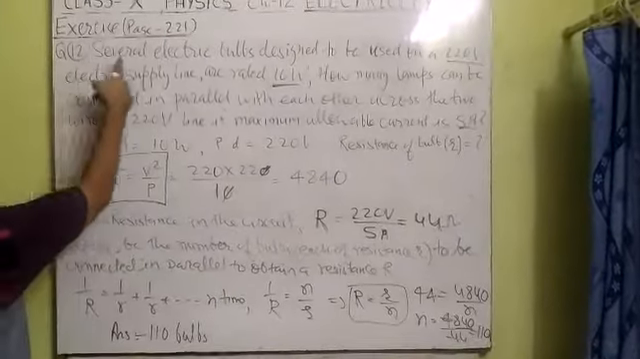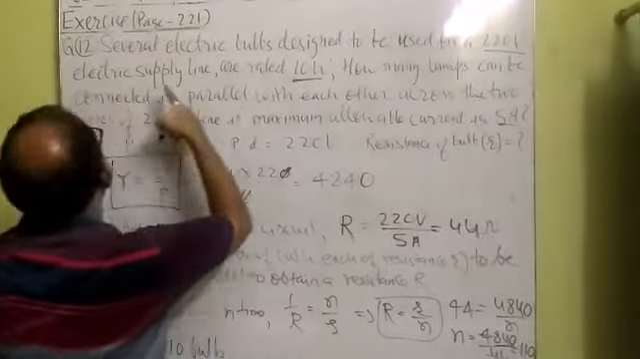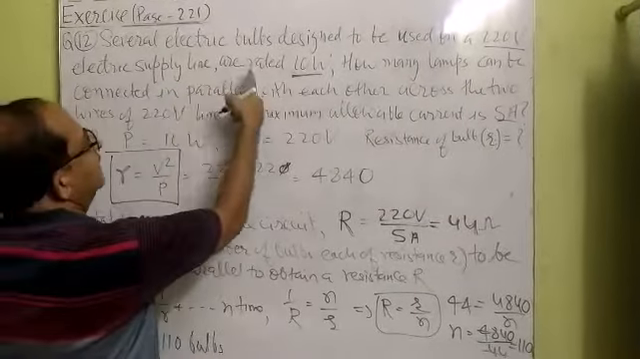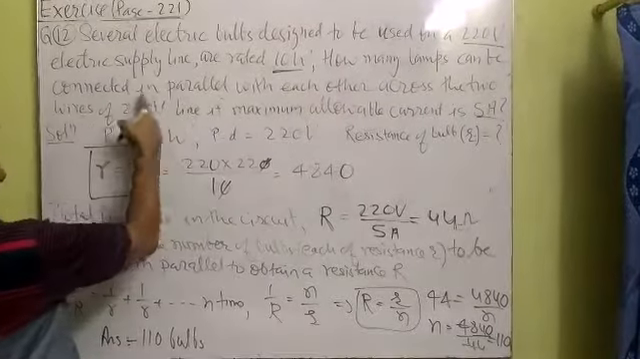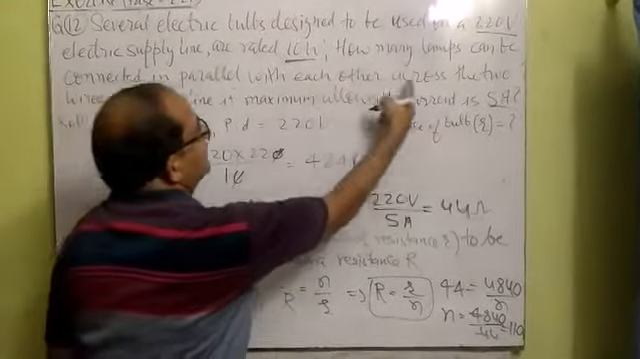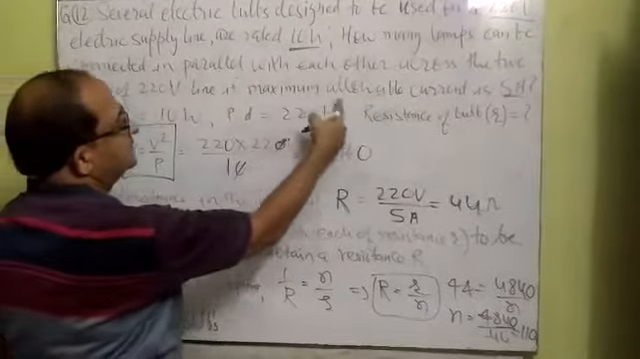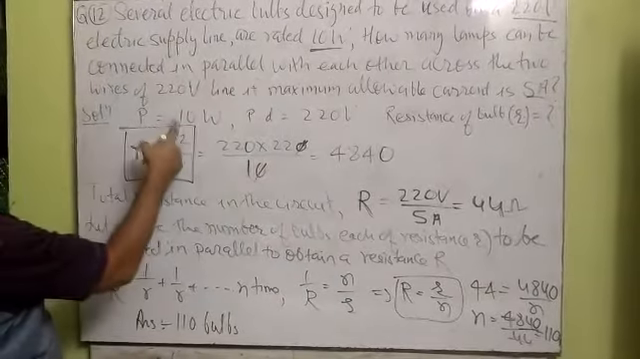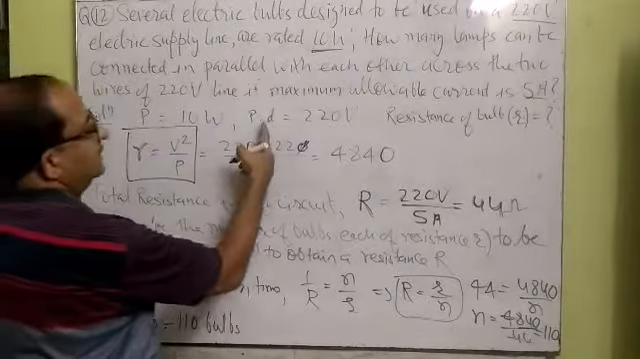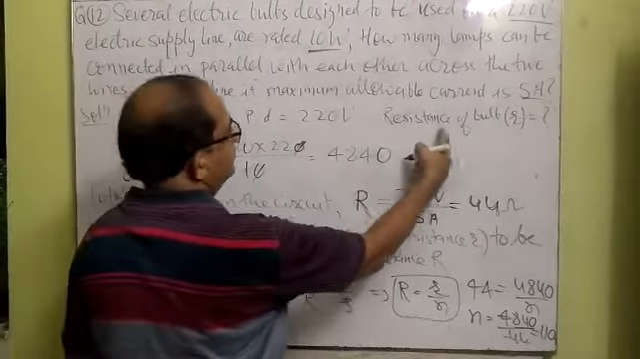Question number 12. 7 electric bulbs designed to be used on a 220 volt electric supply line are rated 10 watt. How many lamps can be connected in parallel with each other across the two wires of a 220 volt line if the maximum allowable current is 5 ampere? It is clear that the power of each bulb is 10 watt, where the potential difference is 220 volt. So first of all, we need to calculate the resistance of each bulb.